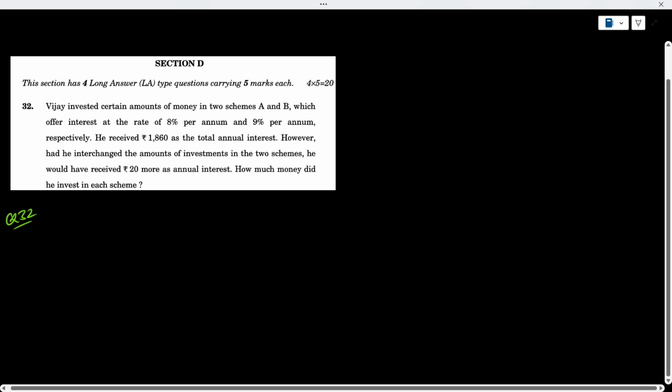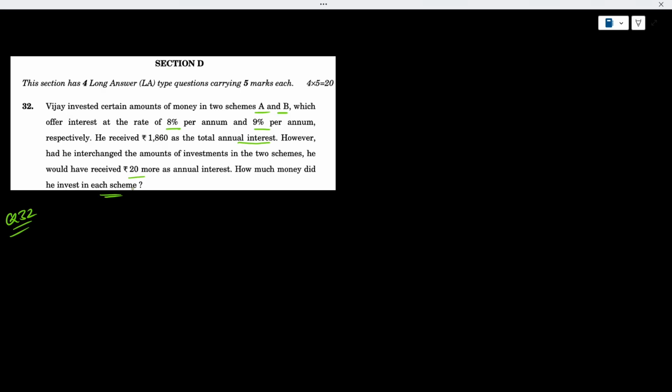Now, if you see this question, what is written here? Vijay invested certain amount of money in two schemes, A and B, which offer interest 8% per annum and 9% per annum respectively. He received 1860 as the total annual interest, right? However, had he interchanged the amount of investment in two schemes, he would have received 20 more as annual interest. So it will be 1880, right? 1860 is the initial annual interest. How much money did he invest in each scheme?